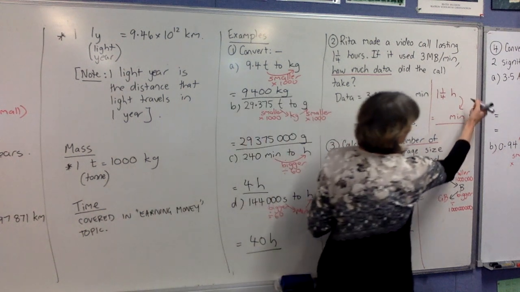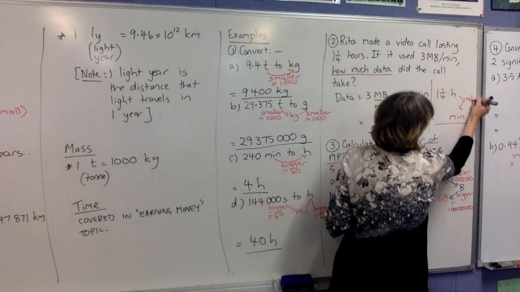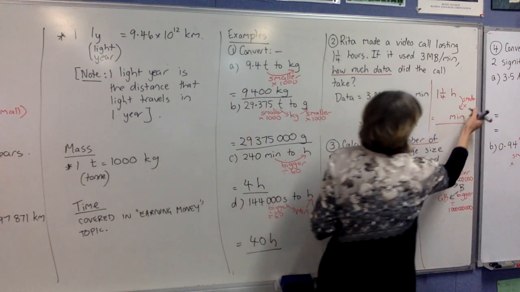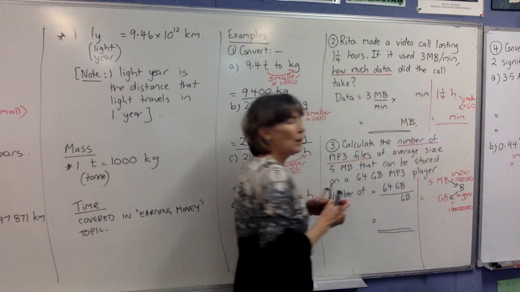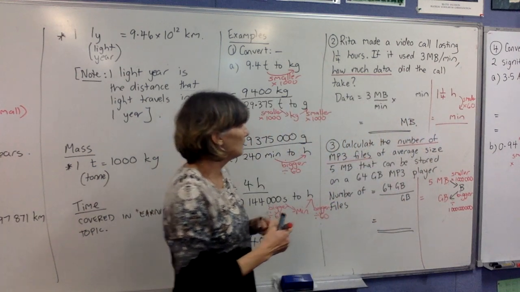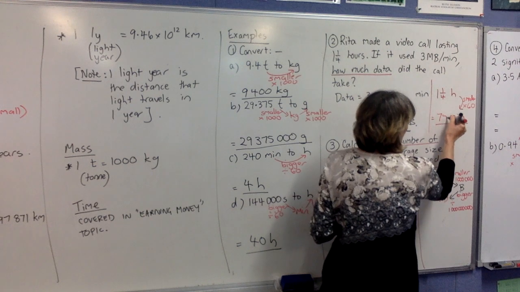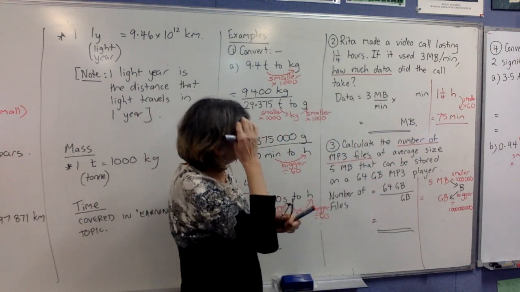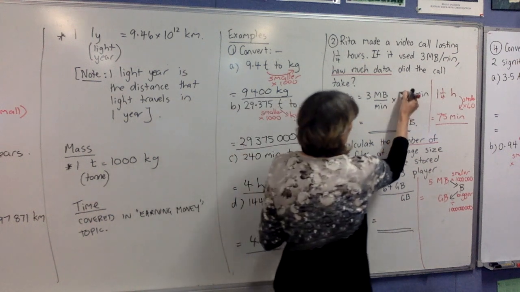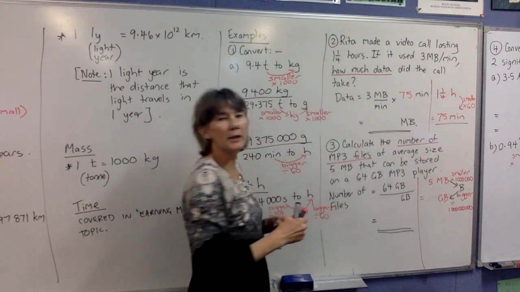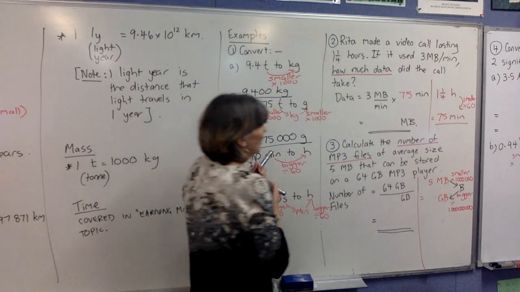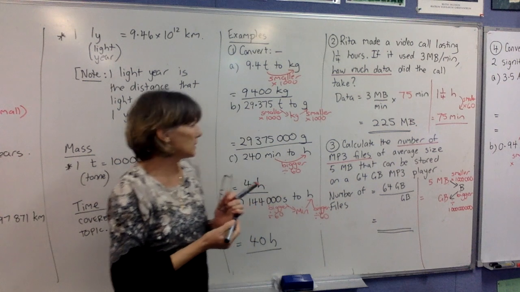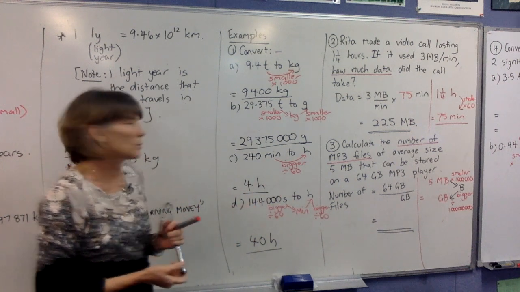So we have to come over here. You're going to a smaller unit. So you times by, there's 60 minutes in an hour. So if you do 1 1/4 times 60, you'll get 75, if you do that on your calculator. All right, so then we can put that 75 in here, and then we just need to do 3 times 75, and you'll get 225 megabytes. Okay, looking at the next question.